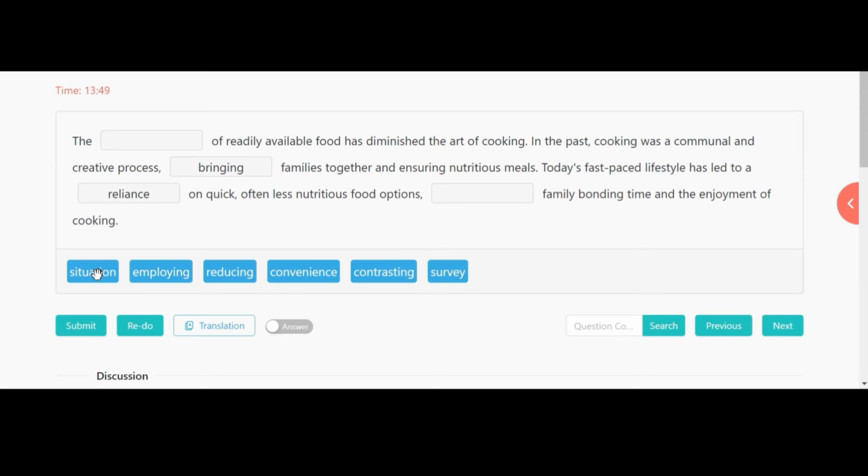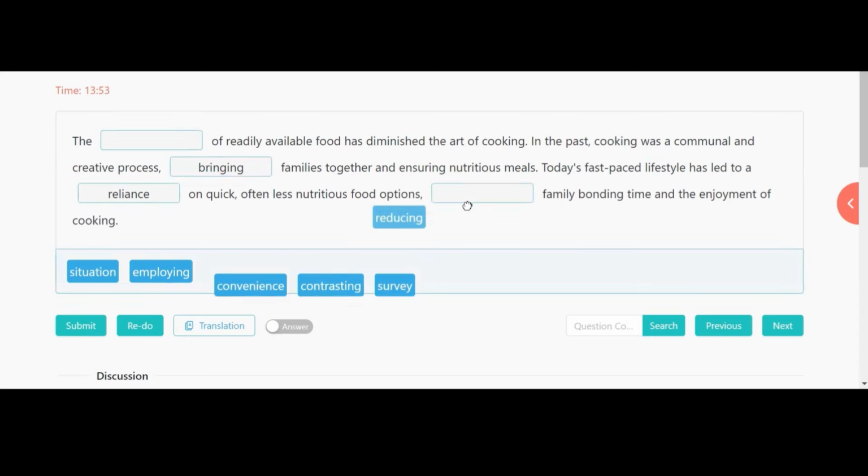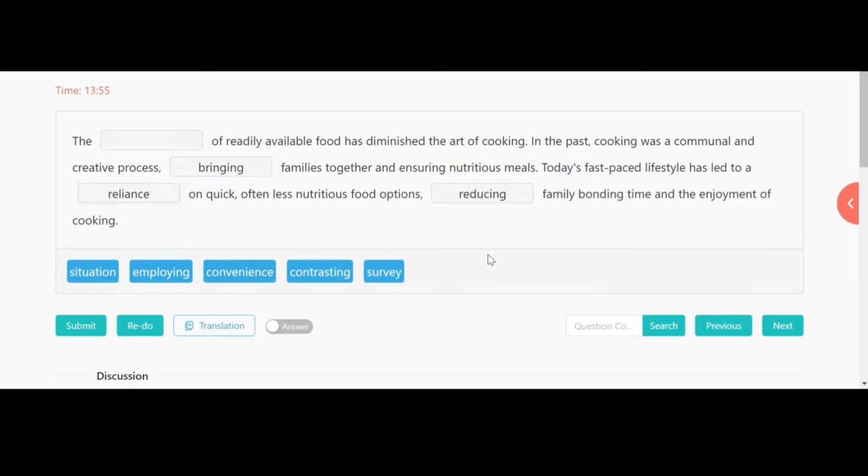So we'll see situation, we'll see employing. So we're going to say here, reducing family bonding time. So what I mean by skipping the first blank, now because you have skipped this blank and you filled up the other, you already have an idea of what this blank is about. So you go back and see the right words from any of these options here that will fit in here readily. The dash of readily available food has diminished the art of cooking.